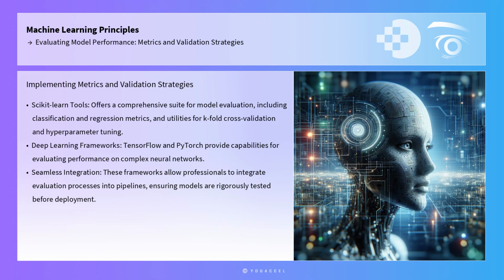Practical tools and frameworks play a vital role in implementing these metrics and validation strategies effectively. For instance, scikit-learn, a popular Python library, offers a comprehensive suite of tools for model evaluation, including functions for calculating classification and regression metrics, as well as utilities for performing K-fold cross-validation and hyperparameter tuning. TensorFlow and PyTorch, widely used deep learning frameworks, provide similar capabilities for evaluating model performance on complex neural networks. These frameworks allow professionals to seamlessly integrate evaluation processes into their machine learning pipelines, ensuring that models are rigorously tested before deployment.